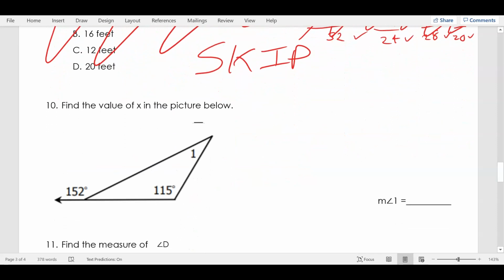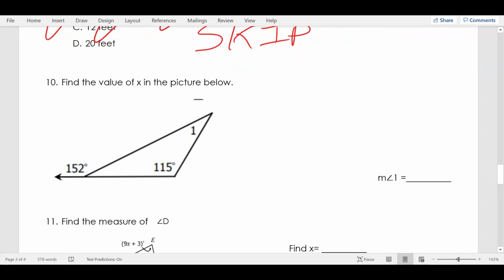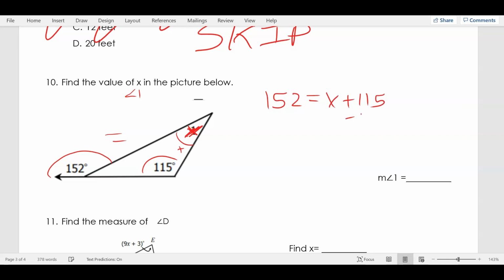Okay, number 10, find the value of x in the picture. Instead of x, they meant angle 1, okay? Or you could think of this as x, either way, okay? So you're going to think outside equals the interiors added together. So the exterior is 152. That equals these two remotes added up, x plus 115. And that's all for x. You get rid of the 115 by subtracting. We get 37 degrees.